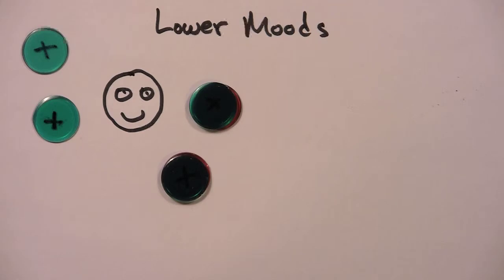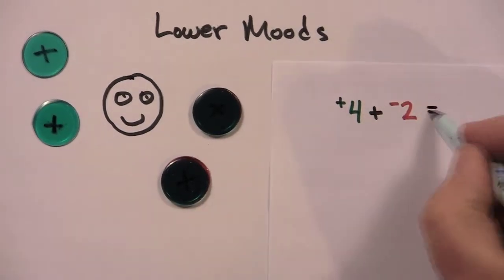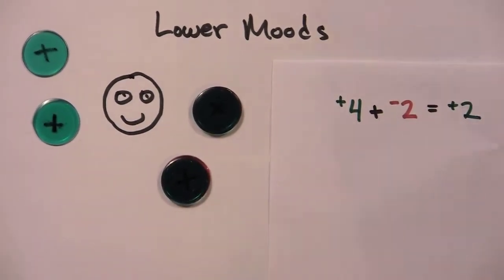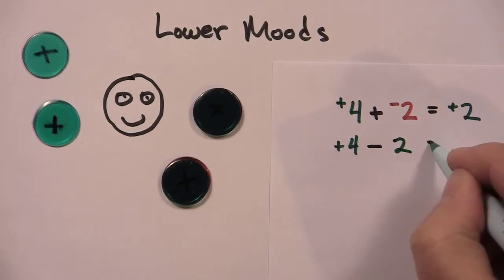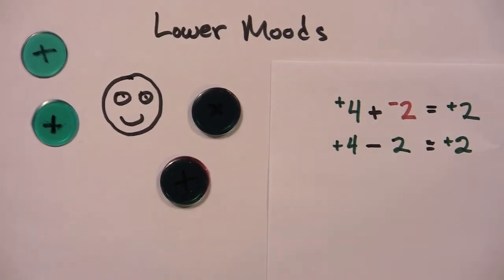So, the way we would write each of these is that when we start out with a positive 4, we then add a negative 2. The net result is a positive 2. That's one way to lower a mood, and we saw earlier that if we start with the same positive 4 and simply subtract 2, we'll still end up with a positive 2. 2 ways to lower moods: subtract positive, add negative to what's already there.